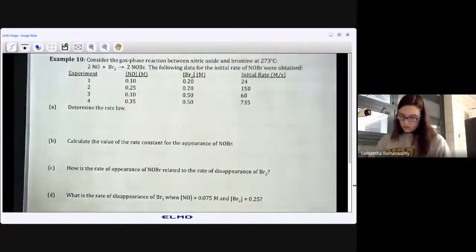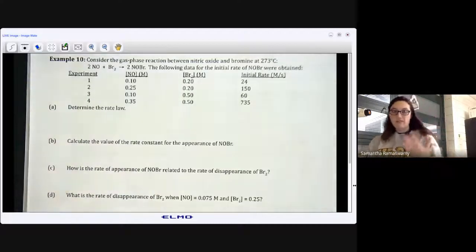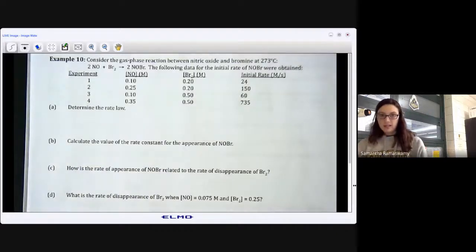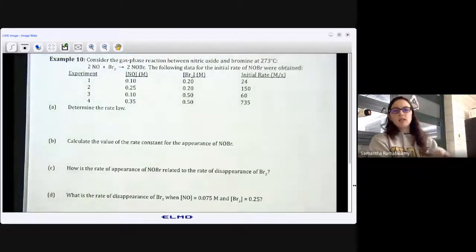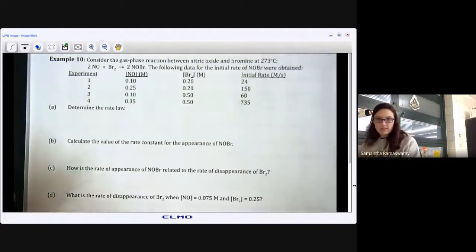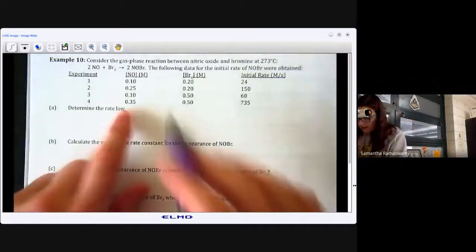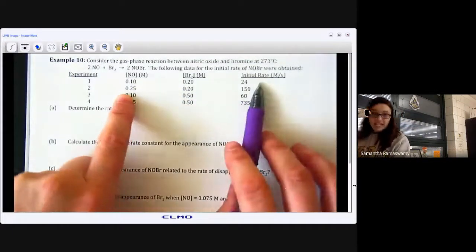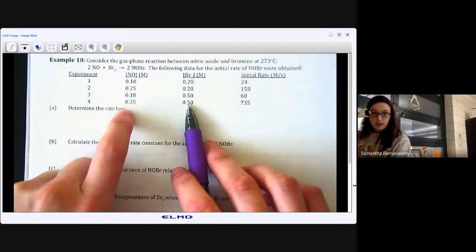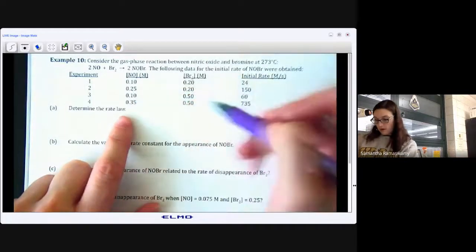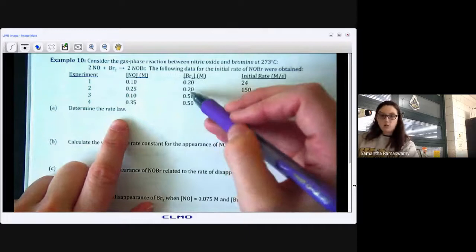So to determine the rate law, we have to figure out what the orders of the reactants are, because rate law is rate equals K times the concentration of reactants. So let's take a look at determining each one. Remember, one of them needs to stay constant. If I want to see how NO changing affects the rate, I need to keep Br2 constant. So I'm going to pick experiments 1 and 2. You could pick 3 and 4, but you need to pick two trials where Br2 is constant.